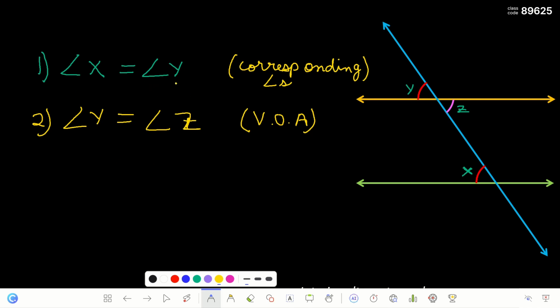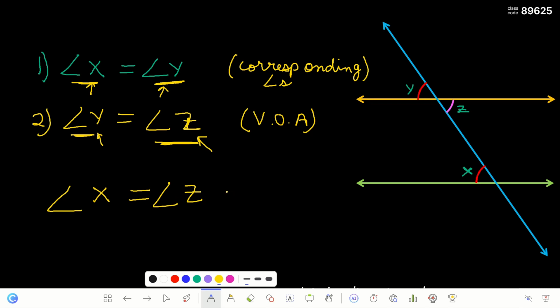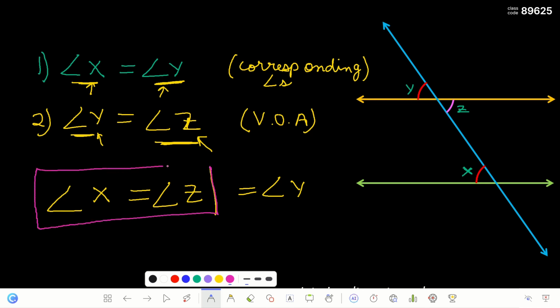I can see that angle y is equal to angle x, and angle y is also equal to angle z. Now from these two equalities, I can infer that because angle z is equal to y and angle x is also equal to y, angle x and angle z both are equal to the same thing. Therefore, I can conclude that angle x is equal to angle z, because both of them were equal to angle y. So all of the three angles were equal, and therefore angle x is equal to angle z.